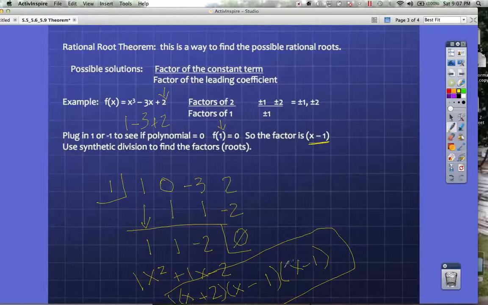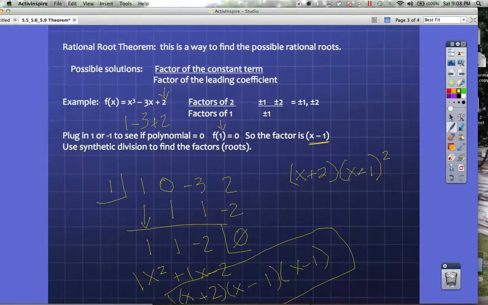Sorry, I'm writing crooked. That means that x minus 1 has a multiplicity of 2 because it's repeated twice. So you could write this actually as x plus 2 times x minus 1 squared. Okay? So this has a multiplicity of 2, which means if you were to graph this, it's going to bounce off of 1. And at negative 2, the multiplicity is 1, so it's going to go through negative 2, but bounce off of positive 1.